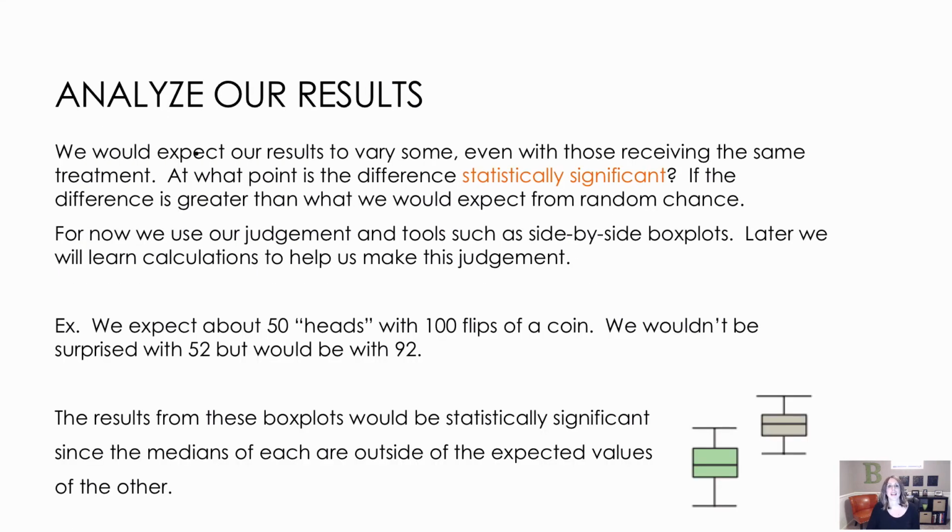At the end, of course, we want to analyze our results. We would expect our results to vary some. We talked about sampling variability or sampling error. That's normal and natural. What we want to know is at what point is the difference statistically significant? The difference between pet food 1 and pet food 2, etc. What can we say happened because of chance, because of different samples, and what can we say happened because there is a difference? That means we want something that's statistically significant. For now, we're just using our judgments because we haven't really decided what's statistically significant.